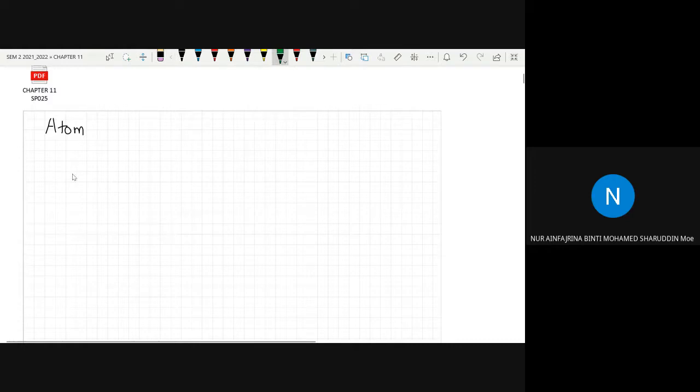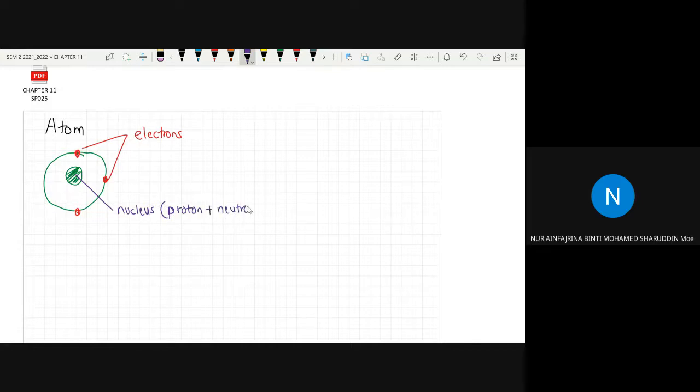In an atom, we will have a nucleus, am I right? So we'll have the nucleus and also the electron shell. So this is your electrons, and this is your nucleus. I want to ask, what is in the nucleus? Proton and? Very good. We will have proton plus neutron.